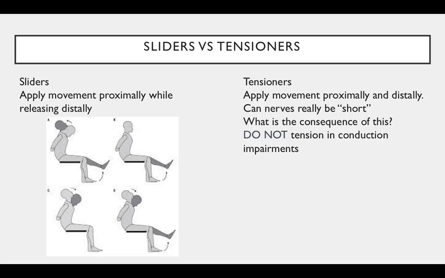A quick note on a slider versus a tensioner, which we will demonstrate in lab. Slider is where we are adding tension on one end while removing it from the other. A tensioner is where we're adding tension to both ends at the same time, both proximally and distally. The use of sliders are encouraged as research indicates more total excursion and less strain of the nerve during that condition versus a tensioner. Also, tensioners may create more irritability to the nerve, especially in suspected conduction impairments.